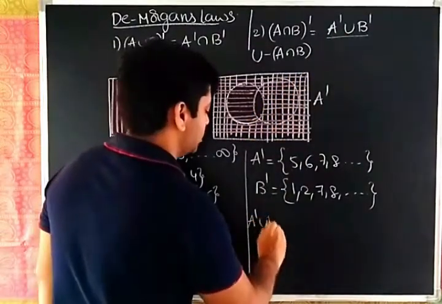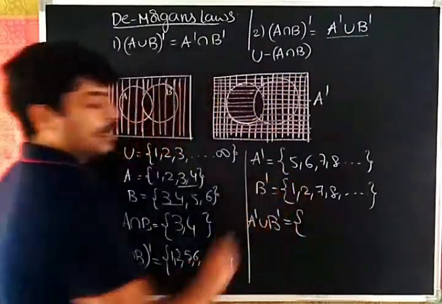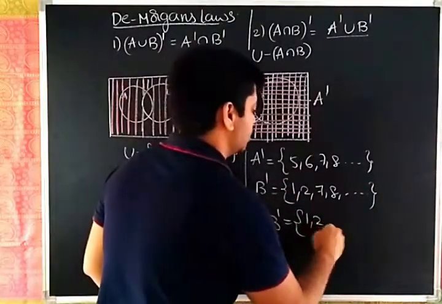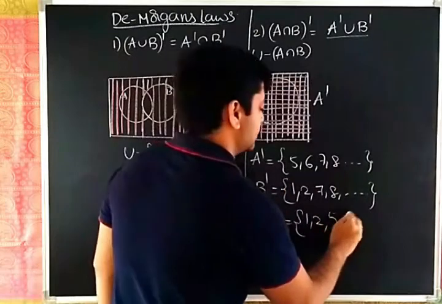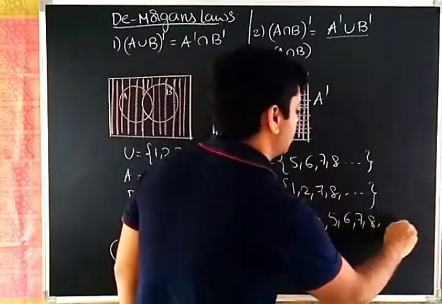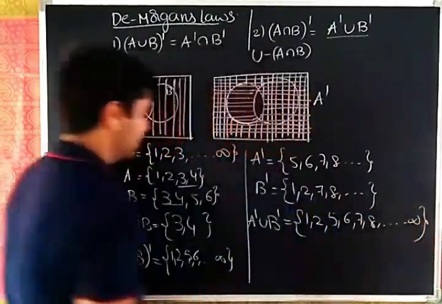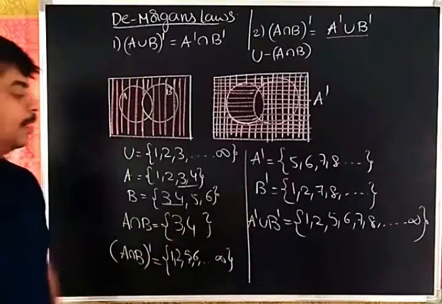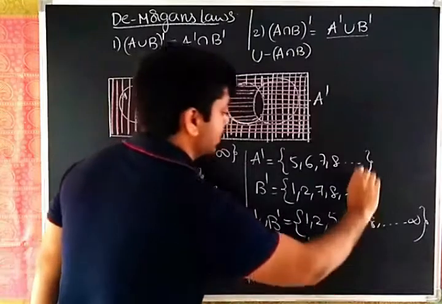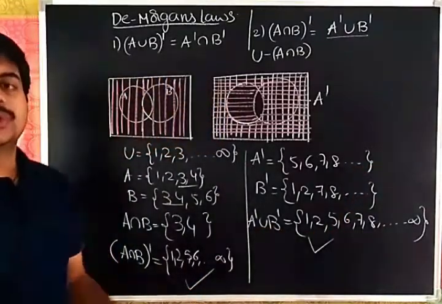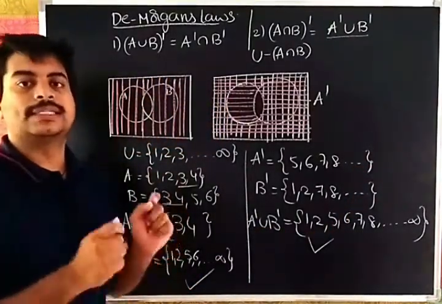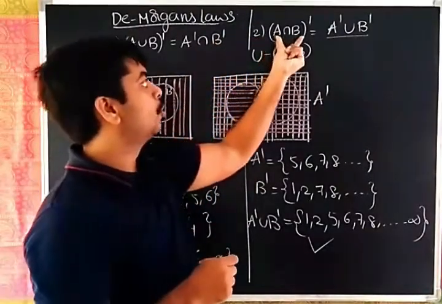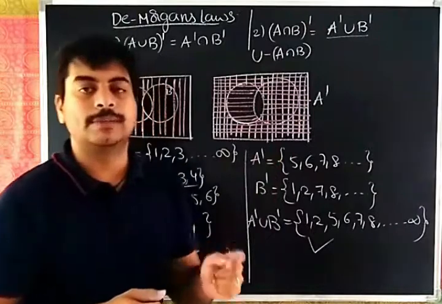So now tell me, what is the union of these two? A complement union B complement. Union means you need to take all the elements. So 1, 2, 5, 6, 7, 8, and so on till infinity. So are these two equal? 1, 2, 5, 6, 7, 8, all these will come, as well as here. Here also the same elements are coming. Yes, we say that these two relations are equal. A intersection B whole complement is equal to A complement union B complement.